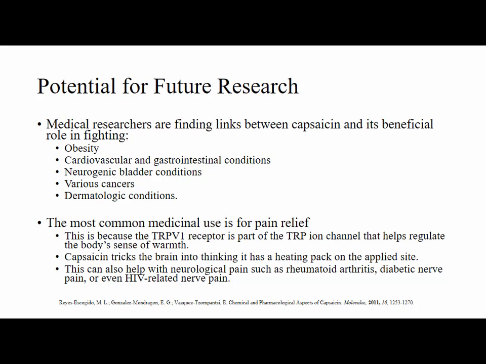But one of the most common medicinal uses for capsaicin is for pain relief. And thinking back to talking about the TRPV1 receptors, since a TRPV1 receptor is part of the TRP ion channel, which helps regulate the body's sense of warmth, capsaicin actually has the ability to trick the brain into thinking that the body has a heating pack on any of the areas where capsaicin is applied. So this can even help with neurological pain, such as rheumatoid arthritis, diabetic nerve pain, and even HIV-related pain. So there's a lot of potential for medical research with capsaicin here.